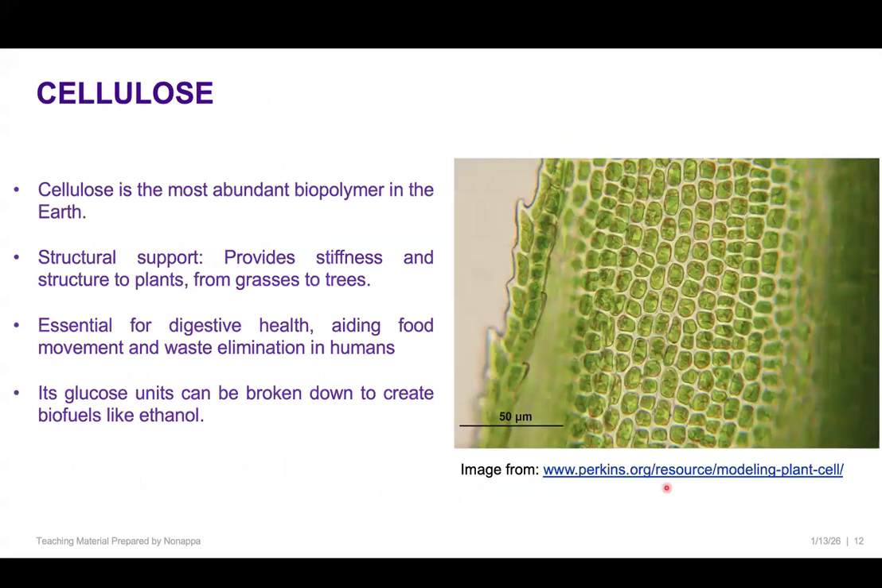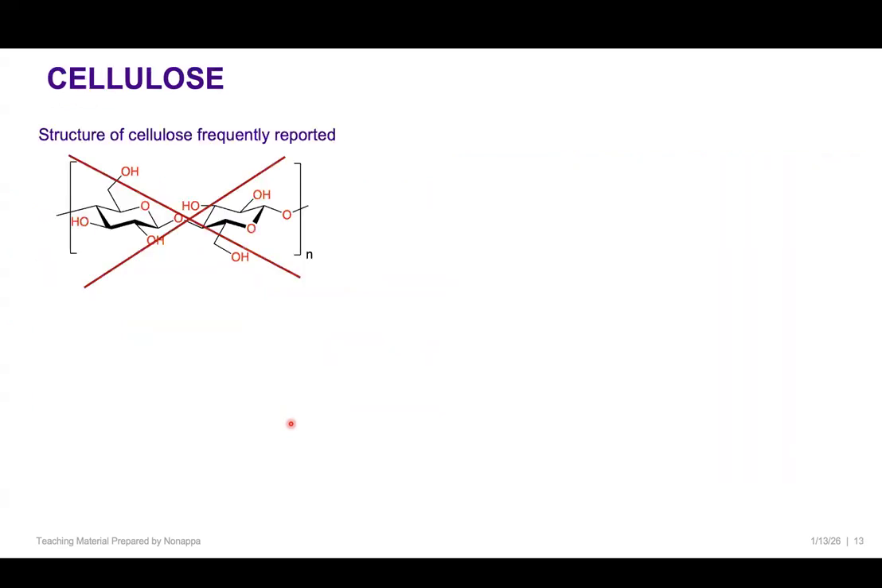Let's begin with cellulose. It's one of the most abundant biopolymers on earth, which provides strong structural support in plants from grasses to trees. It is essential in humans for digestive health, for food movement and elimination of waste. Carbohydrates such as cellulose can be broken down using hydrolysis into glucose units. They can be further used to create biofuels like bioethanol.